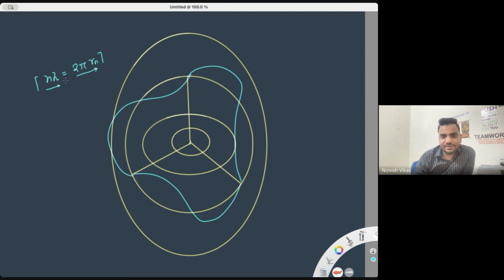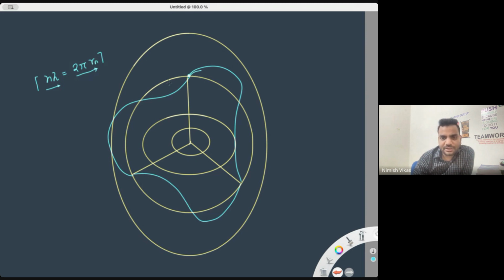The circumference of the path, 2 pi Rn, will always be an integral multiple of the wavelength. Why is it mandatory to have an integral multiple? Because the whole circumference needs to be covered by an integer number of oscillations. But if it was not an integer number, let's say it was 3.5 or something, the circumference is being covered by 3.5 or something.